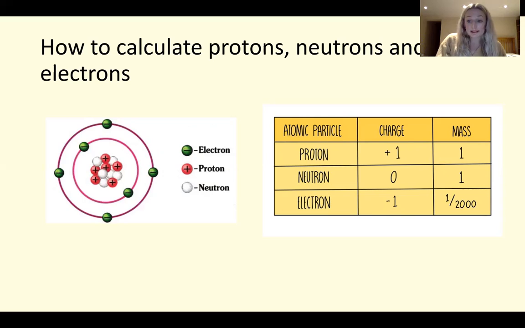Then we're talking about mass, and this is measured in atomic units. So we have protons, which have a mass of 1, neutrons, which also have a mass of 1, and then electrons have a mass that can either be written as just 0 or no mass, but they do weigh something. It's just a really, really tiny amount, about 1/2000 of an atomic unit.